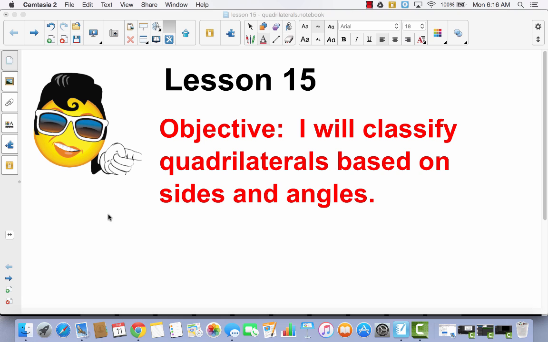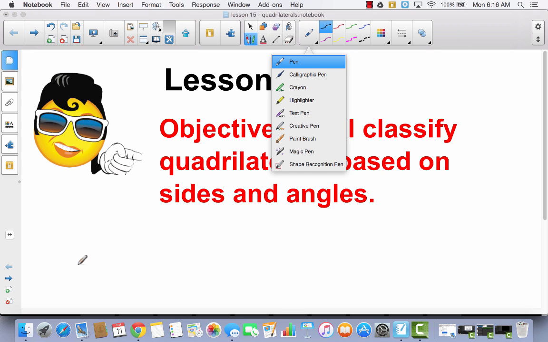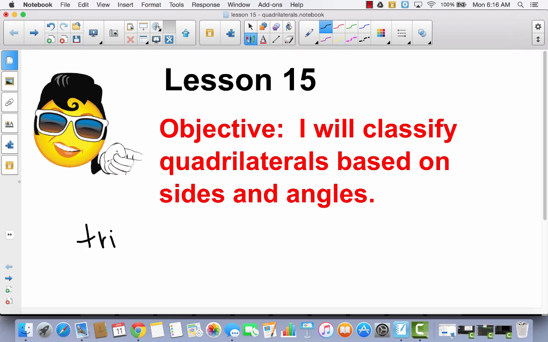So tri means three. So obviously a triangle has three sides. So if tri means three, do you know anything about the word or the root quad? Well, some people refer to a four-wheeler as a quad or an ATV, but a quad means four. So today we're going to talk about four-sided figures and we're going to classify them, which means we're going to put them into groups based on their sides and their angles.